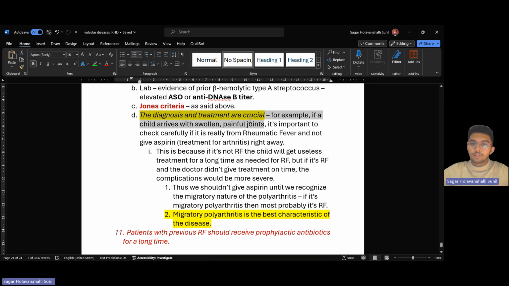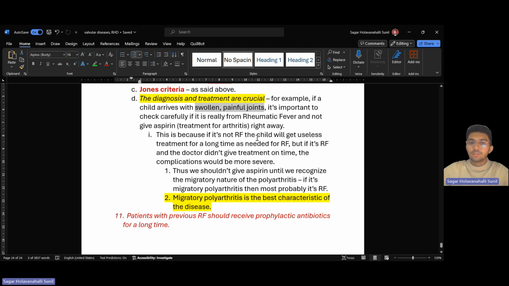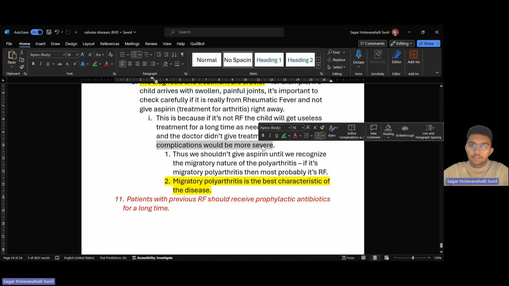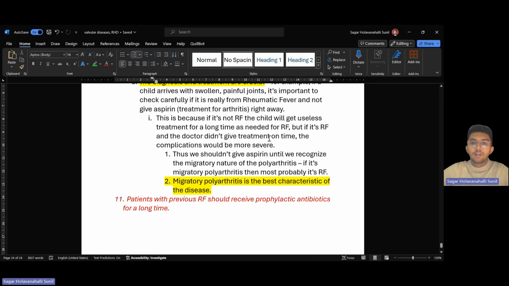The diagnosis and treatment are crucial because here's the thing. We know the age group is between 5 and 15. Now, let's say a child arrives with swollen, painful joints, which is part of the J of the Jones criteria. If you don't suspect rheumatic fever, you won't treat it, and if you don't treat it, the complications would be more severe. There could be myocarditis and it can result in death.